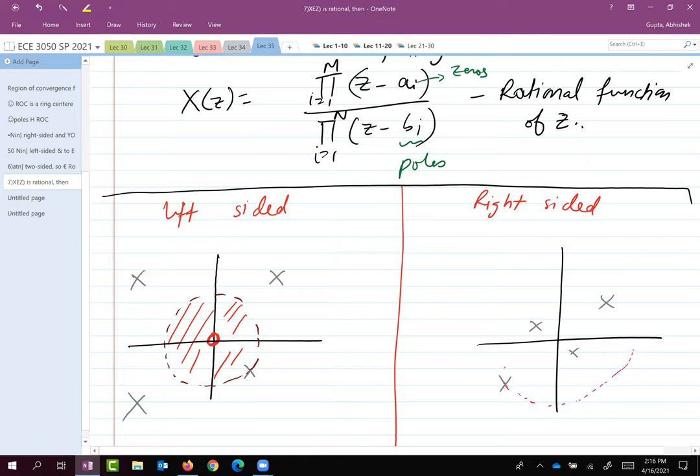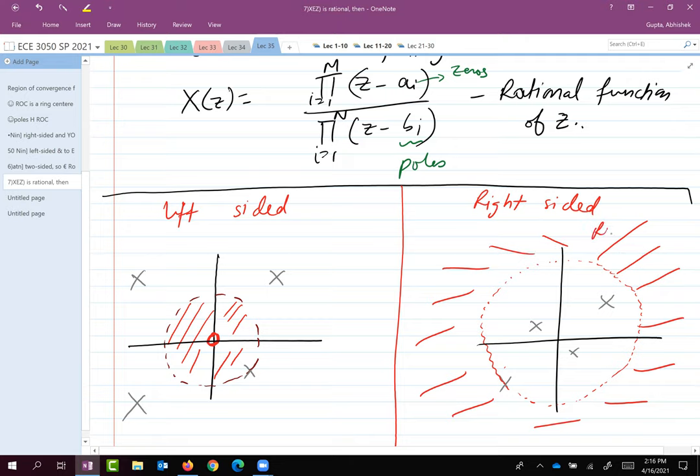So I'm going to draw the circle which passes through this pole, and then everything outside is part of the region of convergence.